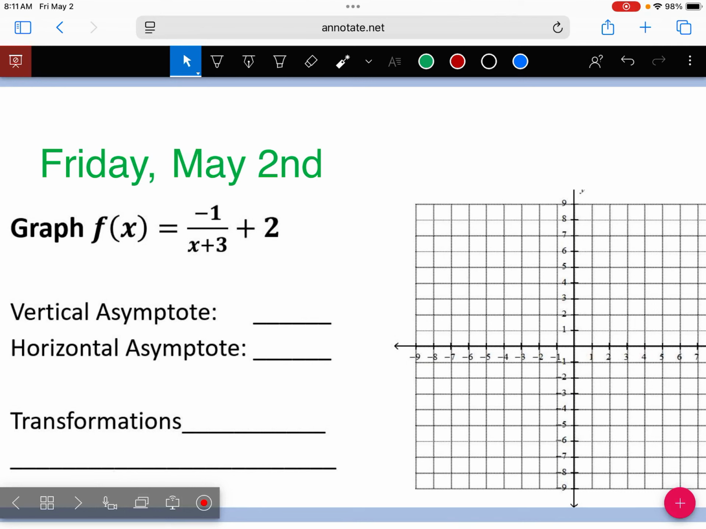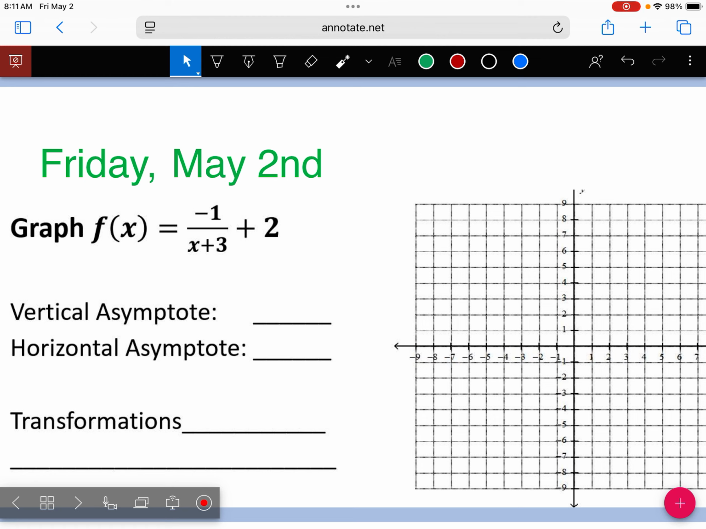Saw a lot was confusing horizontal with vertical, like remembering which one is up and down and which one goes side to side. Other than that, everyone pretty much got A's and B's, and I'll pass those back shortly.